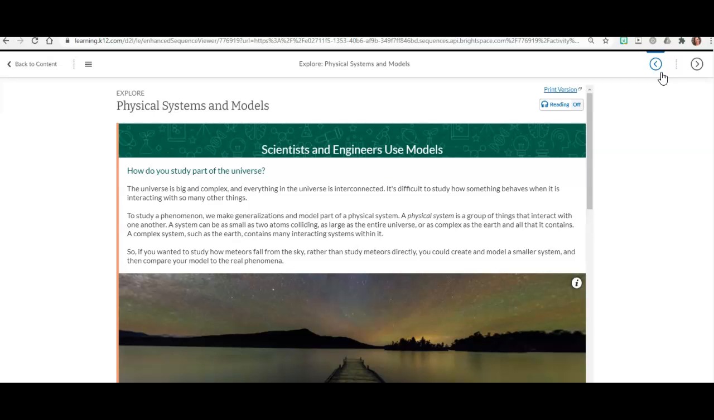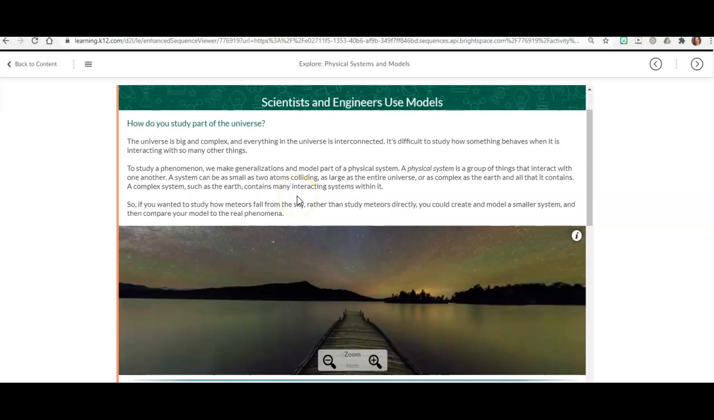All right, as we move forward and look at how you study part of the universe, we're talking about physical systems and models. We know that scientists and engineers use models, and now we are talking about how they apply that to studying the universe. The universe is big and complex, and everything in it is interconnected. It's difficult to study how something behaves when it is interacting with so many other things.